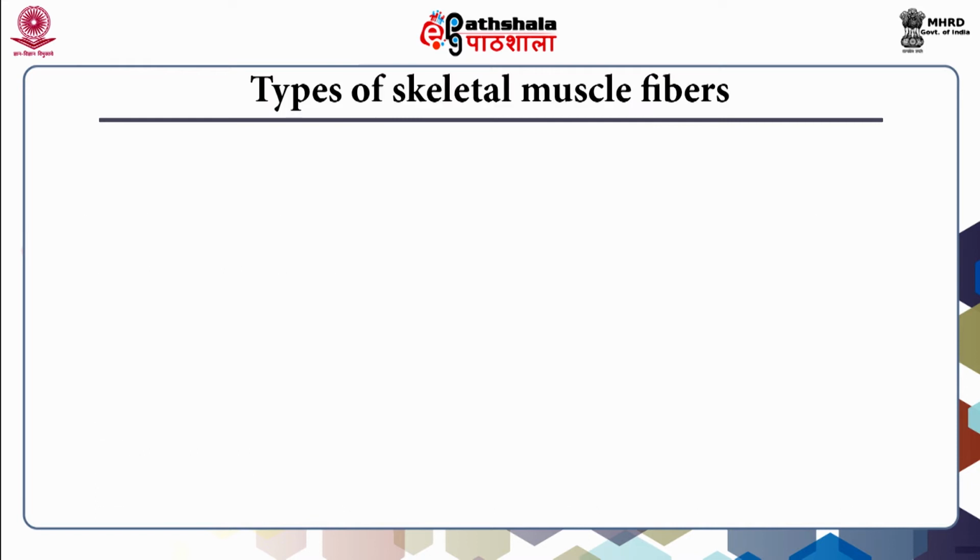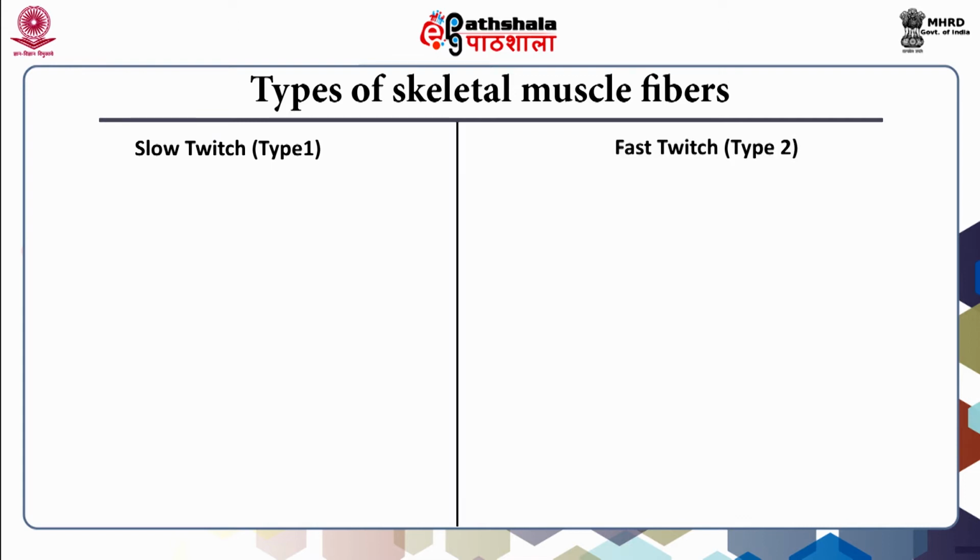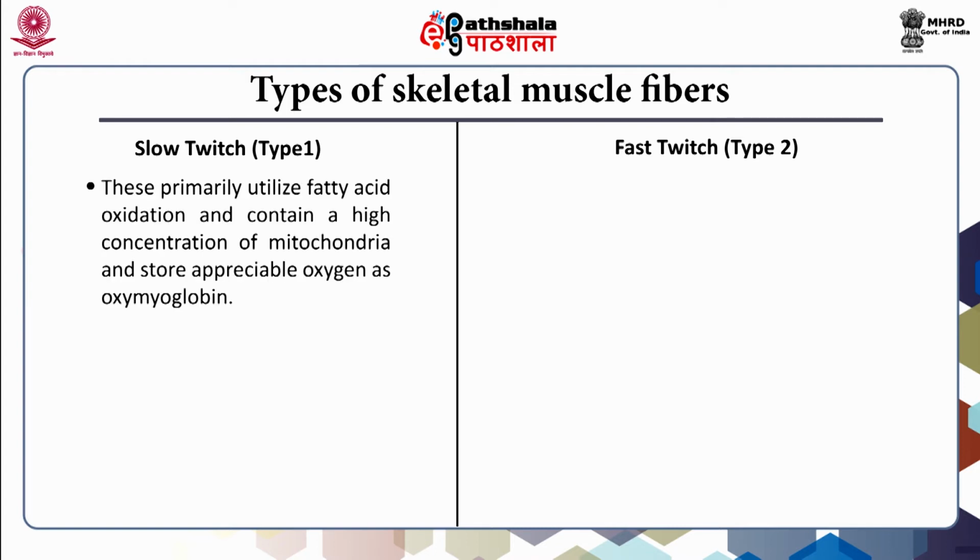There are different types of skeletal muscle fiber: slow twitch and fast twitch. Slow twitch is also called type 1 skeletal muscle fiber. These primarily utilize fatty acid oxidation and contain a high concentration of mitochondria and store oxygen as oxymyoglobin. This type of fiber is red in color and does not fatigue quickly.